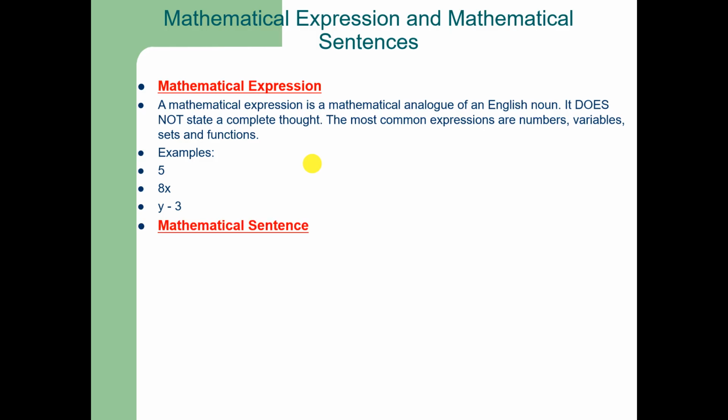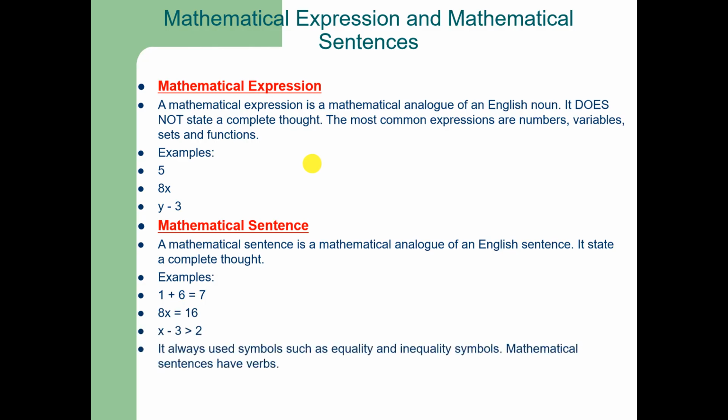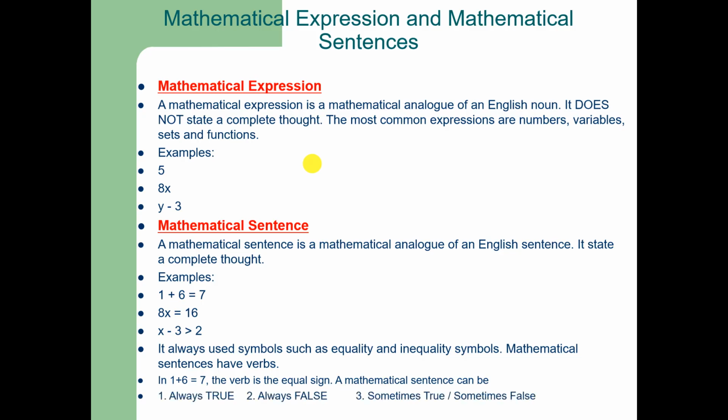We will now discuss the mathematical sentence, which is different from a mathematical expression. A mathematical sentence is a mathematical analog of an English sentence which states a complete thought. For example, 1 plus 6 is equal to 7, 8x is equal to 16, x minus 3 is greater than 2. It always uses symbols such as equality and inequality symbols, and these sentences have verbs. In the mathematical sentence 1 plus 6 equals 7, the verb is the equal sign. A mathematical sentence can be always true, always false, or sometimes true and sometimes false.